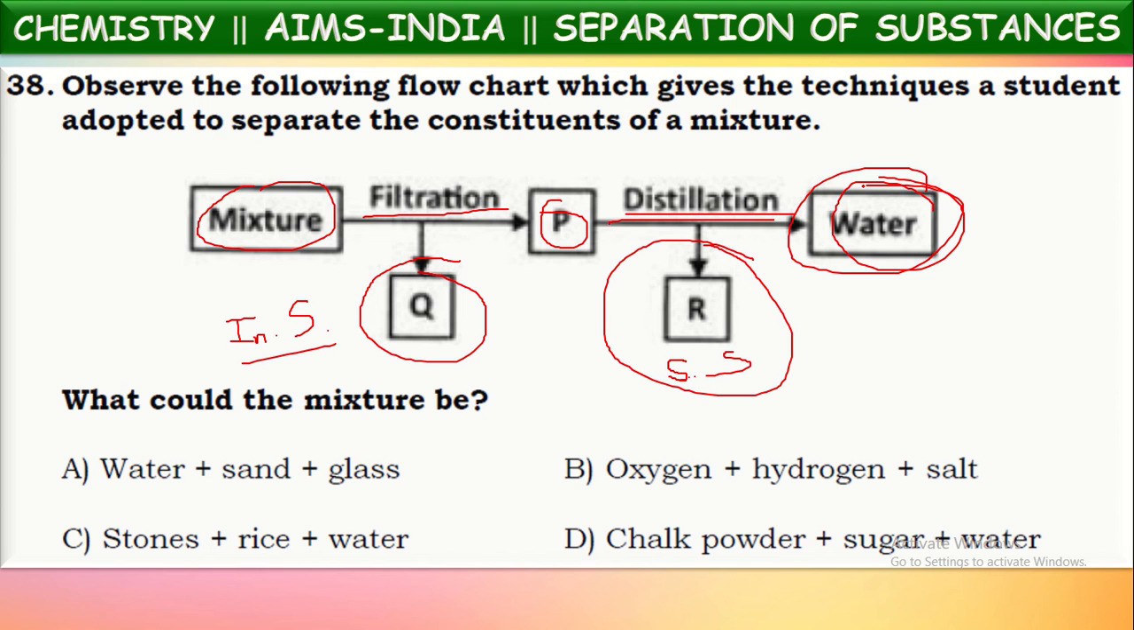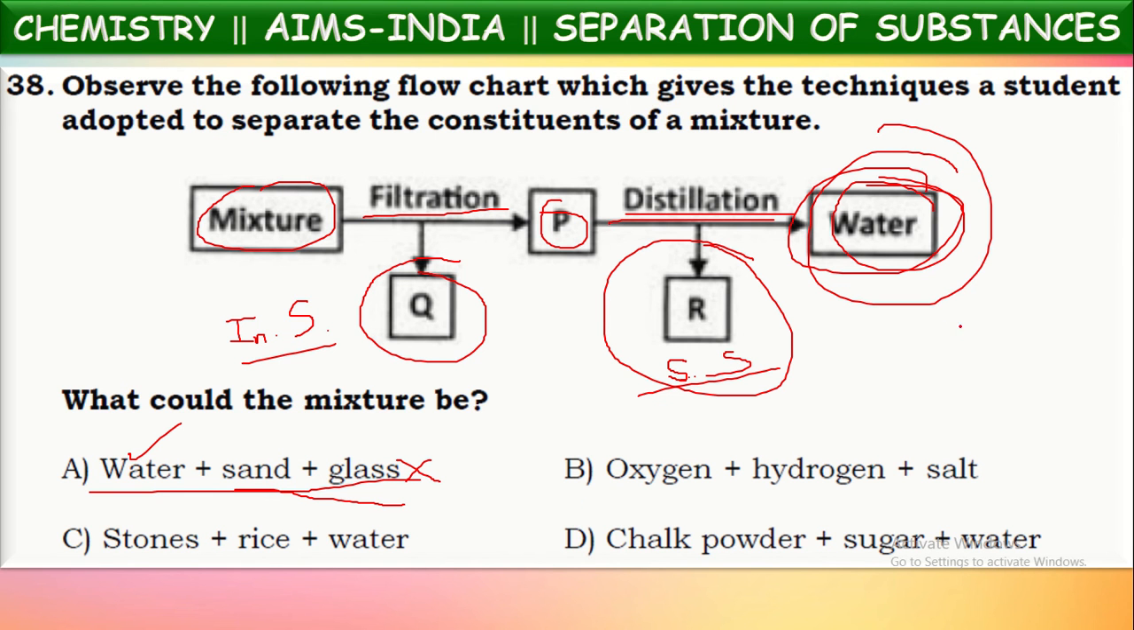Now let us see where these three kinds of substances are mentioned. If we observe the first option, water is given, good, and sand and glass are mentioned as two solids. But out of these two, no solid is soluble in water to be separated by distillation. So this is not the correct answer. If you see the second one, water is not at all given, but water is a product in this mixture. After separation, we got water also as one of the components, but water is not mentioned in this at all. So directly we can say it is an incorrect mixture.